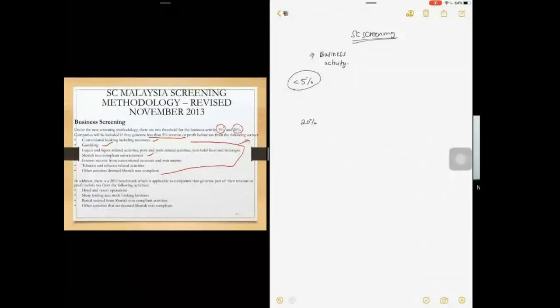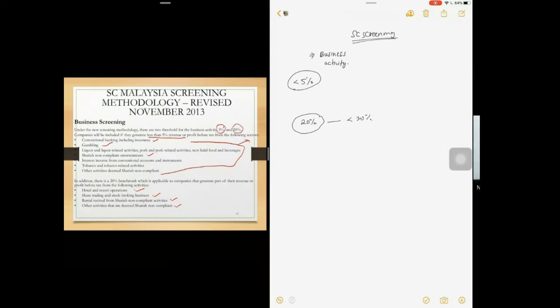Okay. Tapi untuk yang calculate 20%, maksudnya the income must be less than 20%. Business activity dia must be this one: hotel, trading, rental receipt from Sharia non-compliance, and also other activity that are deemed Sharia non-compliance. So kiranya ini pun awak macam kena hafal lah.